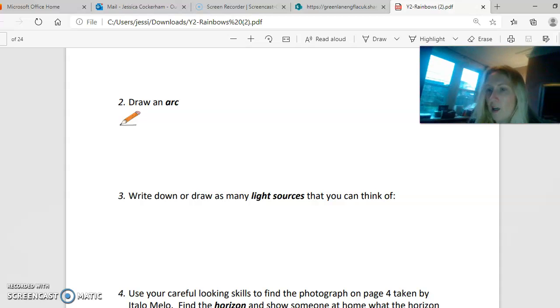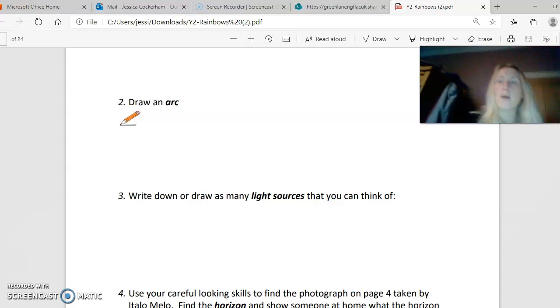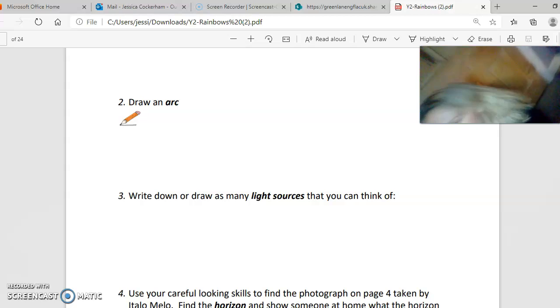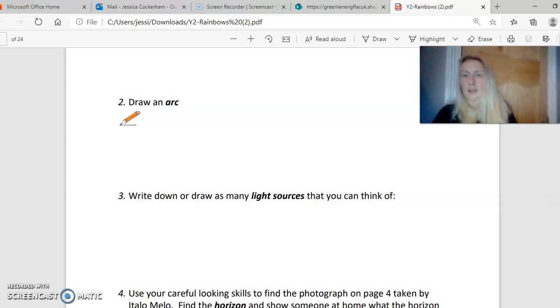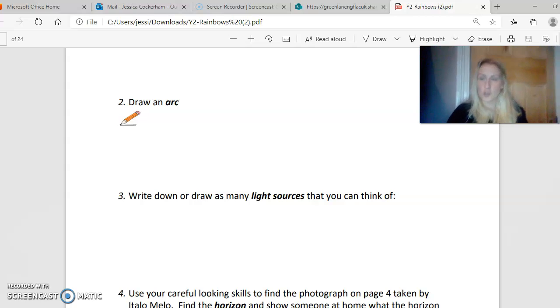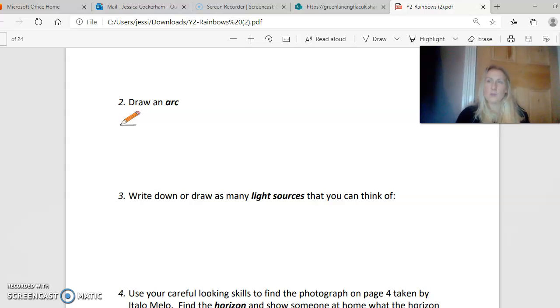We could also get light from the sunshine, couldn't we? Oh gosh, nearly dropped my computer then. So we could get the light from the sun. The sun is a light source, isn't it? Can we think of any other light sources? Okay, so have a go at that.